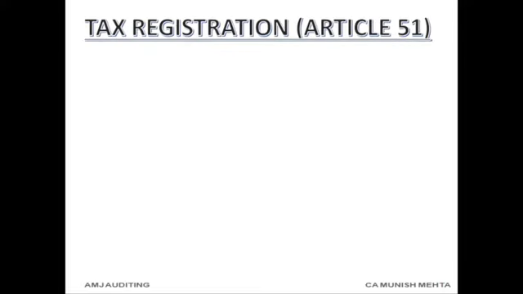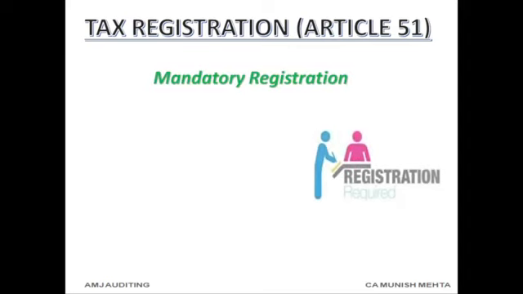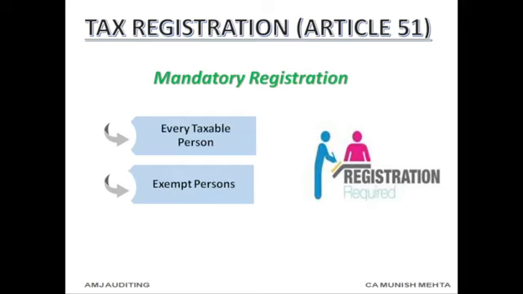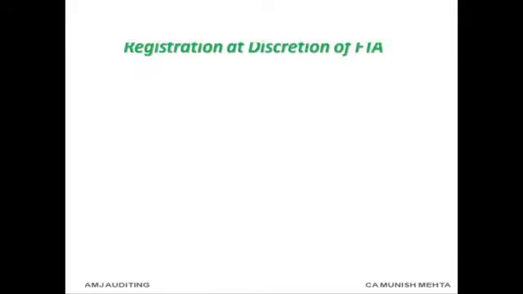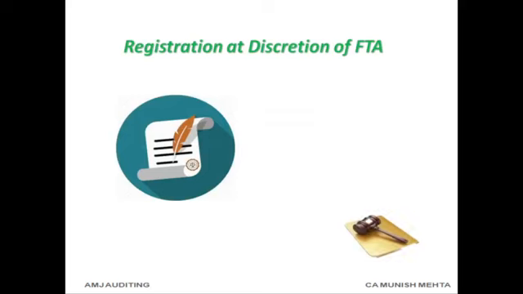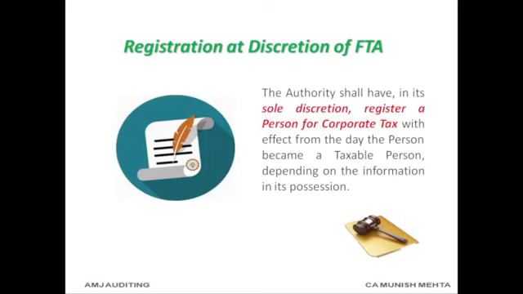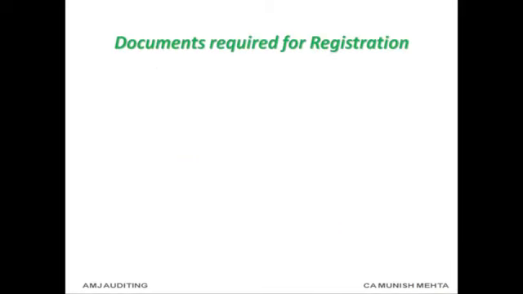Tax registration. Article 51. Mandatory registration. Registration at the discretion of the FTA. The authority shall have, in its sole discretion, the power to register a person for corporate tax with effect from the date the person became a taxable person, depending on the information in its possession. Documents required for registration.